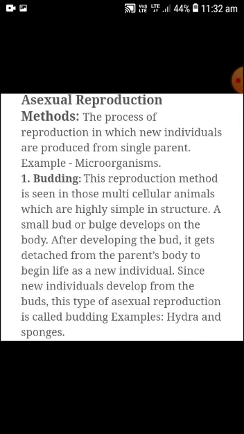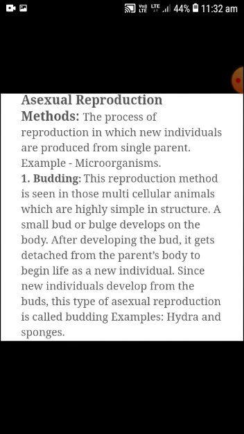Now we see asexual reproduction. In this method, new individuals are produced from a single parent. In microorganisms, the asexual mode of reproduction takes place. We discuss here two modes of asexual reproduction, budding and binary fission.